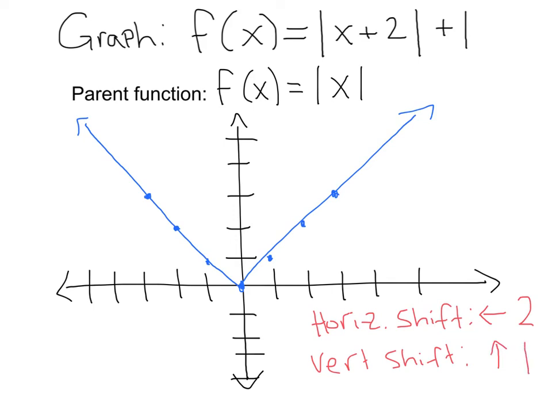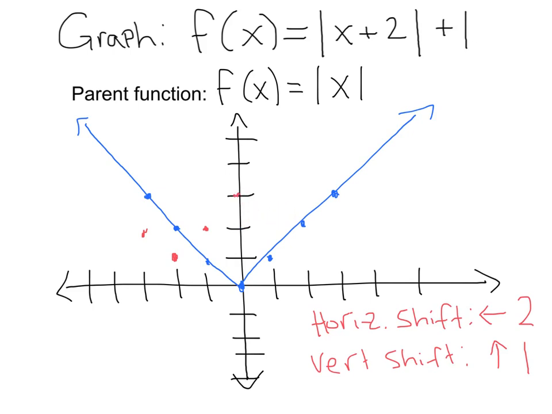So all I need to do now is go to each point and do those 2 shifts. So if I start here at 0, 0, I'm shifting left 2 and up 1. That's going to give me a point right here. I can do that with, let's take this point here. I could shift left 2, up 1. That's going to be here. Let's go ahead and do this point right here. If we shift left 2, up 1, that's going to be right here. If I shift this point right here, left 2, up 1, that's going to be right here.